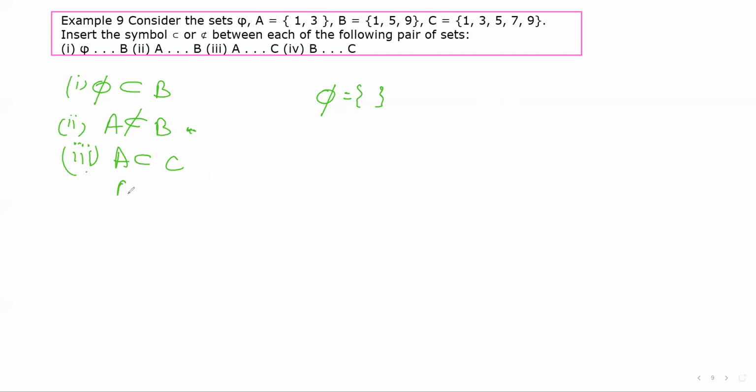B and C. B has elements 1, 5, and 9. C also has 1, 5, and 9. All elements of B are present in C. Hence B is a subset of C.